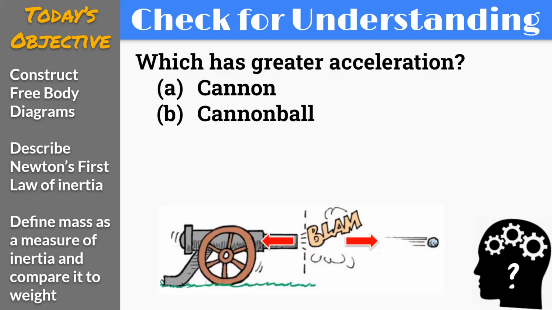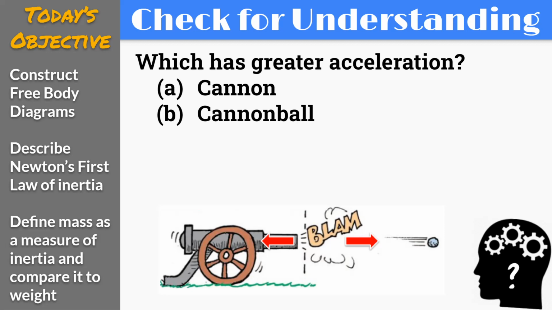So which has a greater acceleration, the cannon or the cannonball? It's not a trick question. The cannonball. Again, it's this right here. The cannon has a big mass, a small acceleration. The cannonball has a small mass, relatively, and therefore a very large acceleration. But the forces are equal. It's a force pair.